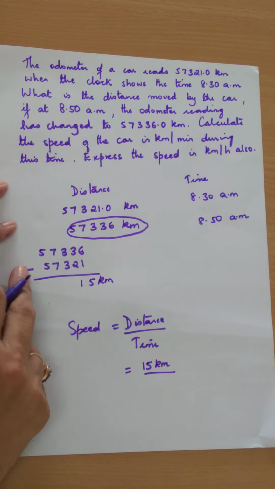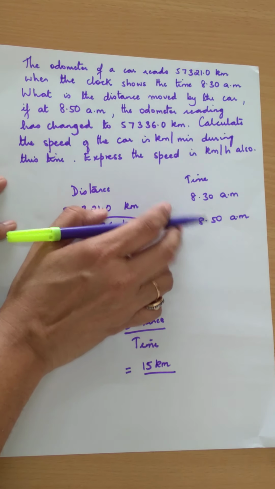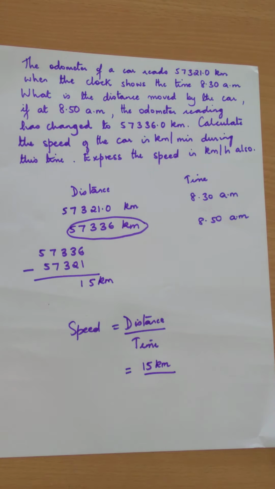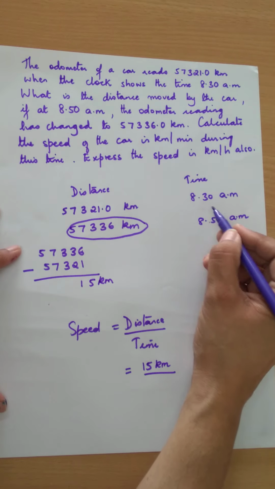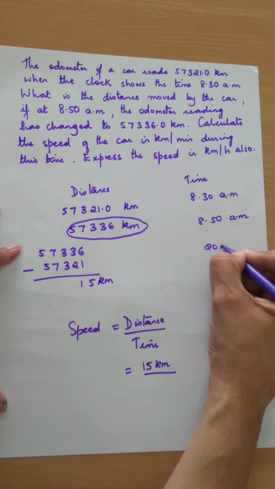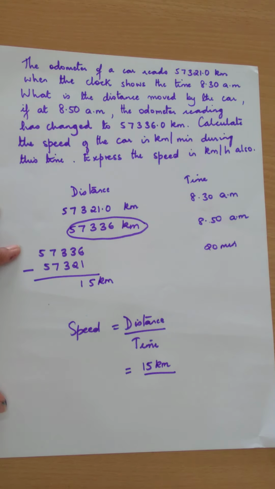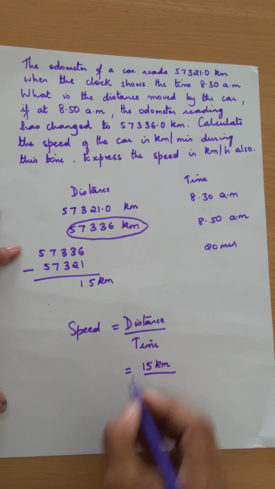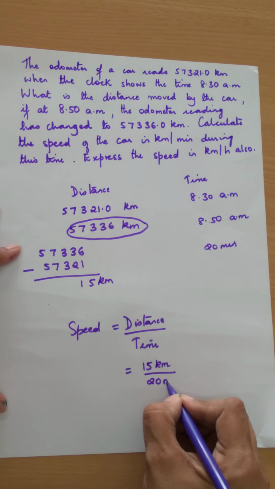And this distance is covered in how much time? From 8:30 to 8:50 is 20 minutes. So 8:50 minus 8:30 is 20 minutes. Or if you look at your watch, from 8:30 to 8:50 it is 20 minutes. So time is 20 minutes.